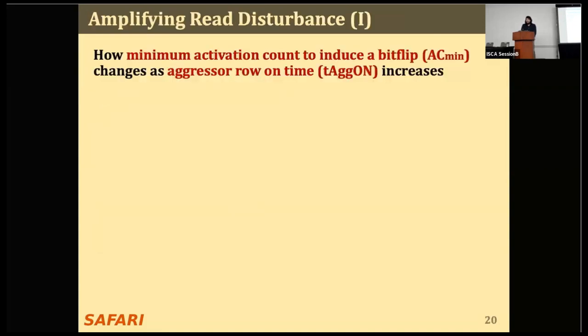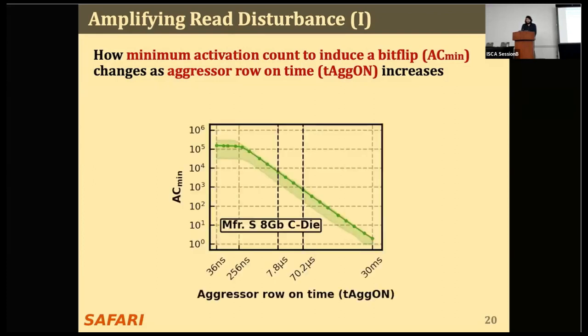First, we look at how the minimum number of activations needed to induce a bit flip, or AC-min, changes as aggressor row on time increases. We show AC-min on the y-axis and aggressor row on time on the x-axis, both in log scale, of a representative die revision from manufacturer S. Each data point here shows the average AC-min value across all DRAM rows we test, and the error band shows the minimum and maximum AC-min values we observe. When aggressor row on time is 36 nanoseconds, our access pattern is identical to RowHammer, and as we increase aggressor row on time, we start to see the effect of RowPress.